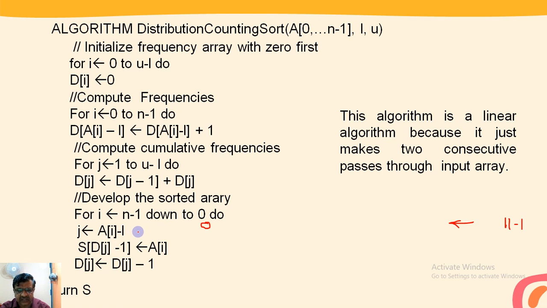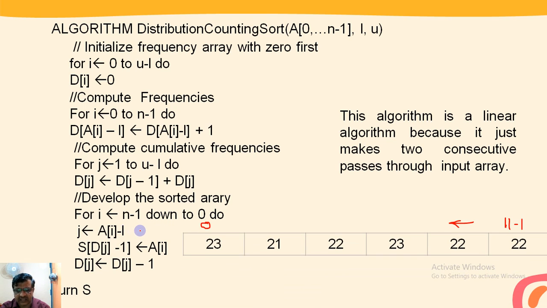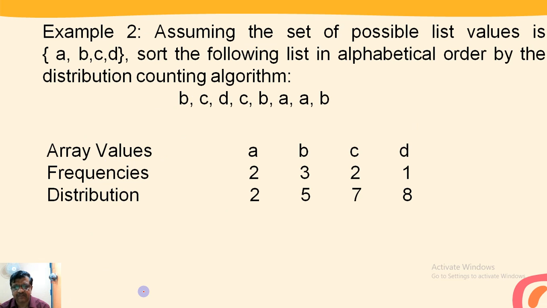Then it will calculate the position of the element, or the value that is to be taken from the distribution value. The position from where the distribution value is to be taken. And this distribution value is used in order to place the element that is plucked from the original array into the sorted array. Now we will take yet another example.